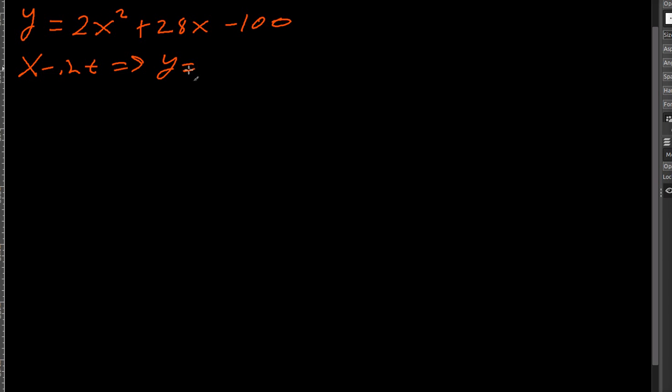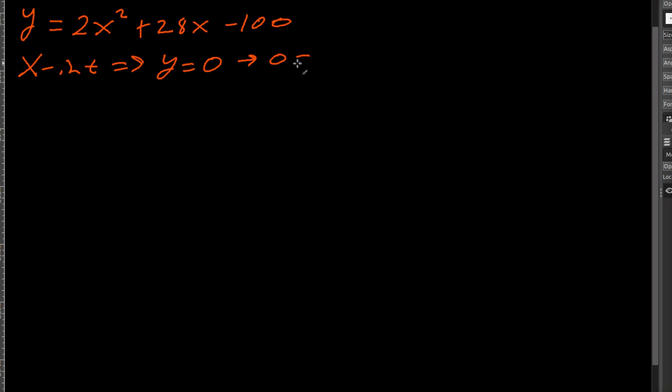Okay, let's continue our understanding of vertex form. So I'm going to look at a function like y equals 2x squared plus 28x minus 100. If I wanted to know the x or y intercepts, that's fairly easy because it's essentially the same process as lines. If you look at the x-intercept, that implies that y equals 0.